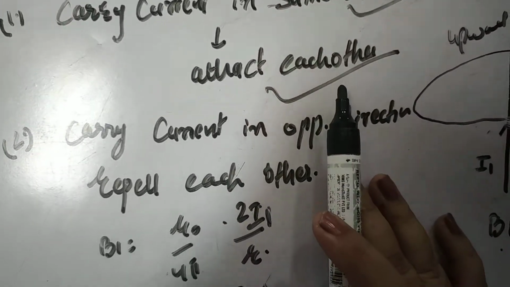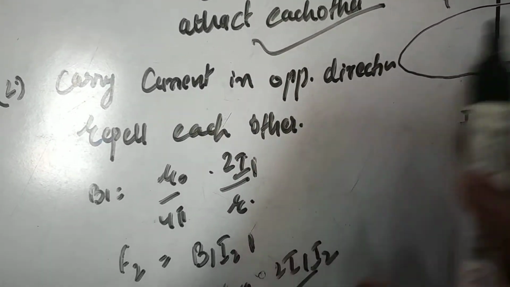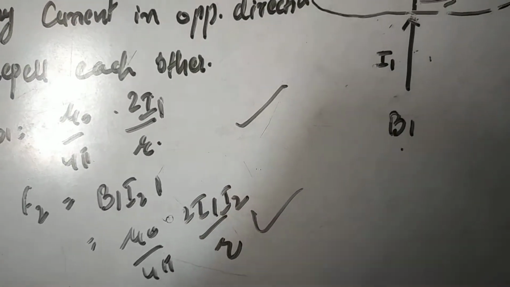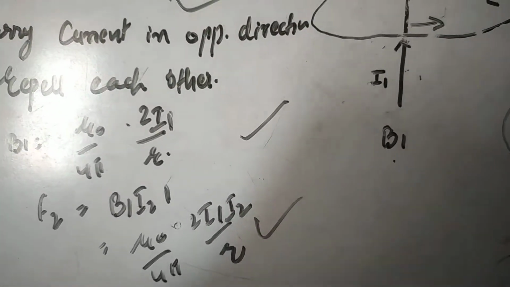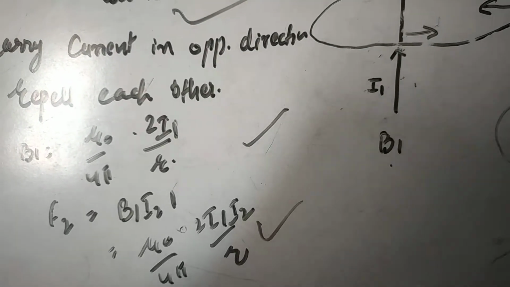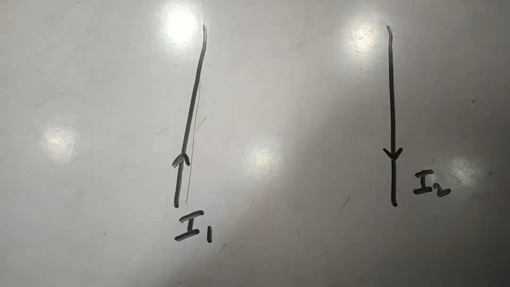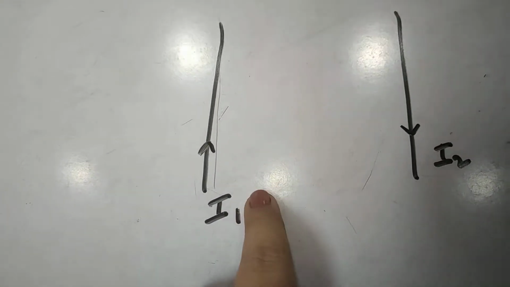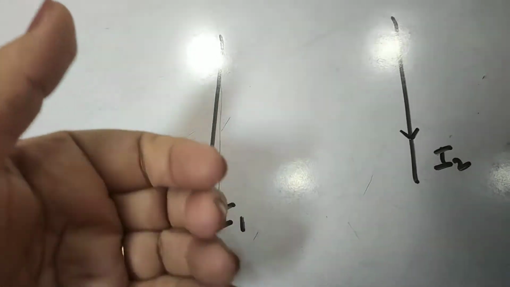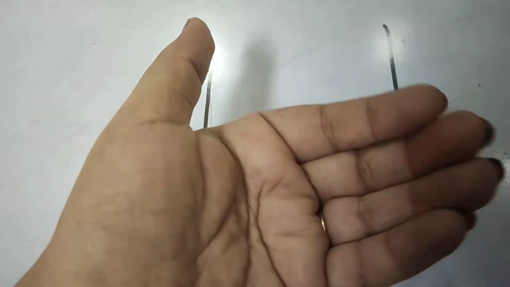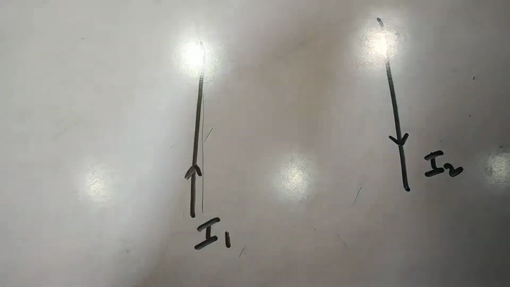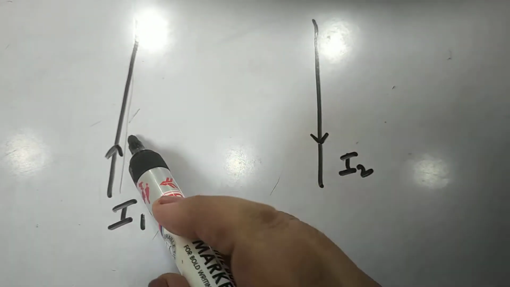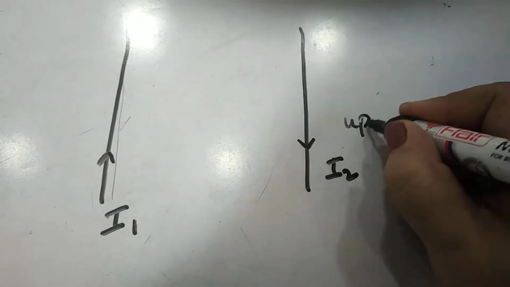Similarly, we can prove that currents in opposite directions repel each other. The magnitude will be the same for both cases, but let us discuss how the forces are away from each other and they repel each other. You can also try this. See here, for this conductor the current is going upward, so at this point the direction of magnetic field is upward. I will write here that the direction of magnetic field due to this current carrying conductor is upward.